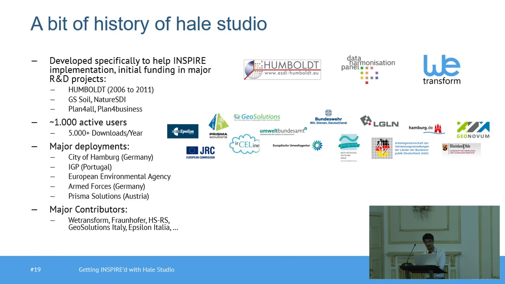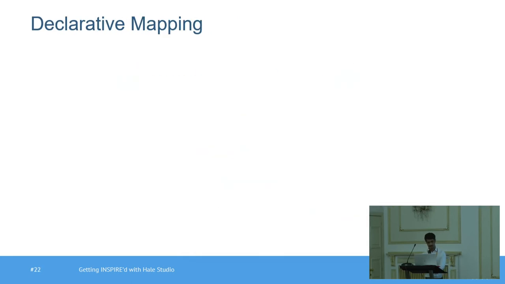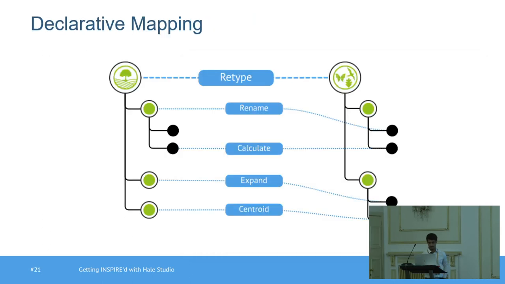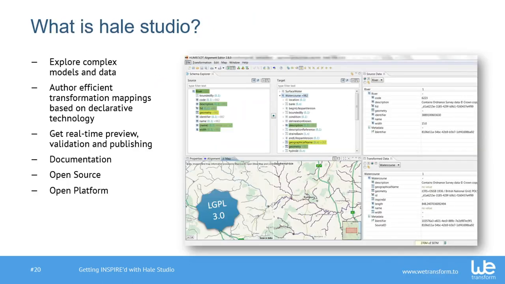This is possible thanks to the contributions of Fraunhofer GeoSolutions in Italy and Epsilon Italia and many other organizations. But what exactly is Hale Studio? So it's an ETL tool that's used to explore complex models and data. You can author efficient transformation mappings with this declarative mapping paradigm, get real-time preview and validation publishing as shown in the map at the bottom left corner. It provides interactive documentation, which actually means that you can see how a project was done, what kind of transformations were done, and you can even play around with the mappings if you want to do so. It's an open source platform, of course, so you can really reap the full benefits of it with custom developments.